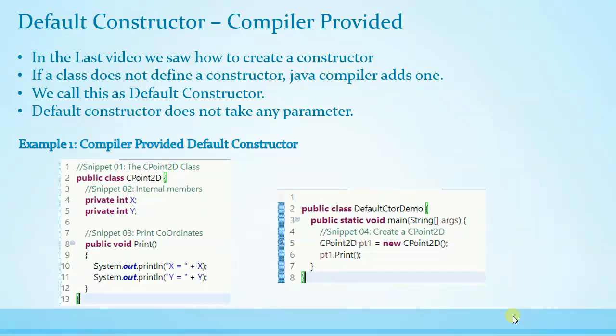Okay, let us see this in Eclipse. At line 6, we are making a call to print, and we will see what is the value of x and y. What value does the compiler provided constructor keep in those internal members? We will execute and see the default value in x and y assigned by the compiler provided default constructor.